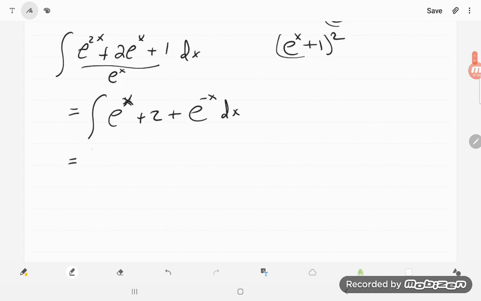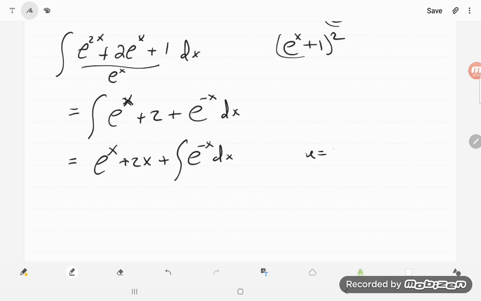And so I know this first part, the antiderivative of e to the x is just e to the x. The antiderivative of 2 is just 2x. And then now the antiderivative of e to the minus x is just minus e to the minus x. We could go ahead and do that more formally, but it's one of these things that if I do it enough, I kind of start remembering.